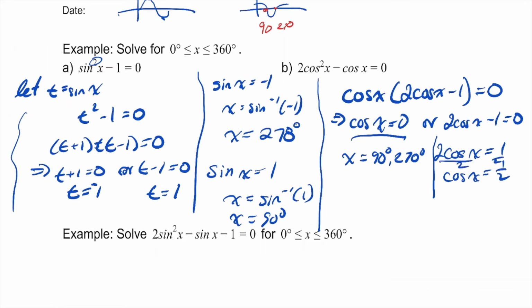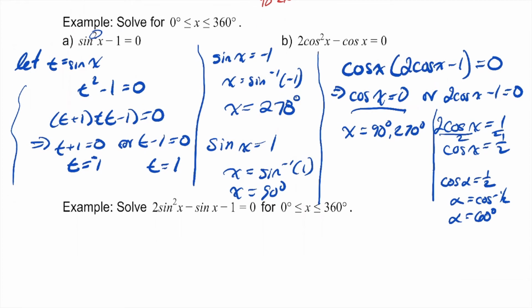So again, we can't solve for x directly, but we want to get the reference angle. So cos of alpha is 1/2. In this case, alpha is cos inverse of 1/2. So alpha is 60 degrees. Because in the original equation, cos is positive.